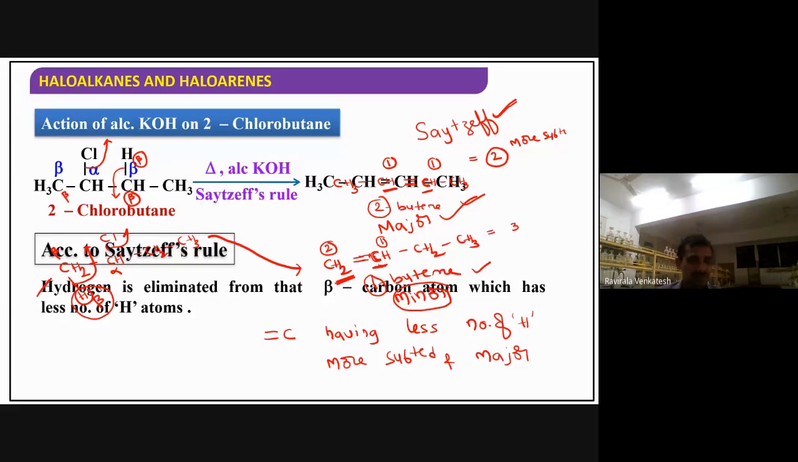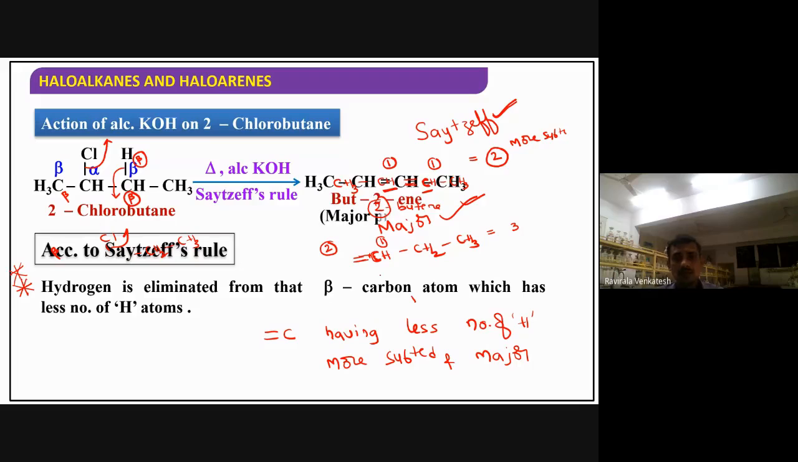Otherwise, we can also write the same thing: hydrogen is eliminated from the beta carbon. In this way also we can say hydrogen is eliminated from the beta carbon atom which has the less number of hydrogen atoms here. Remember this statement for writing the product here, right? But-2-ene is the major product, whereas but-1-ene is the minor product.